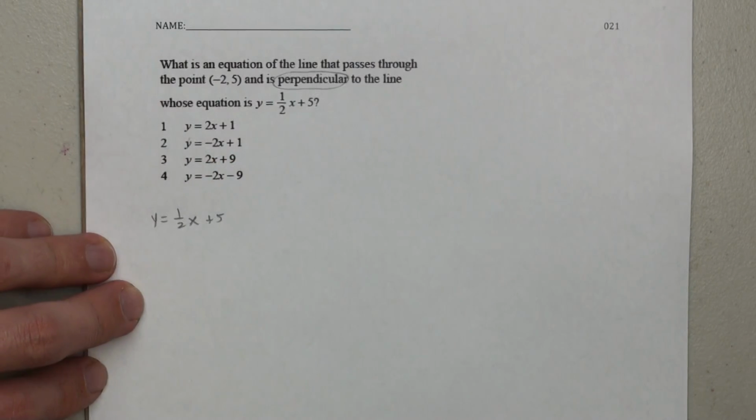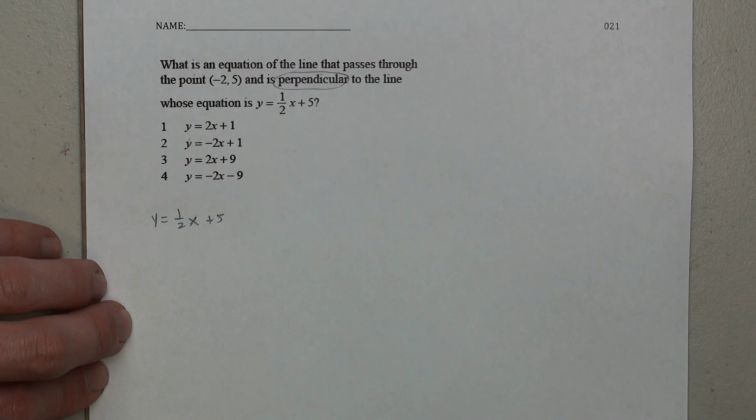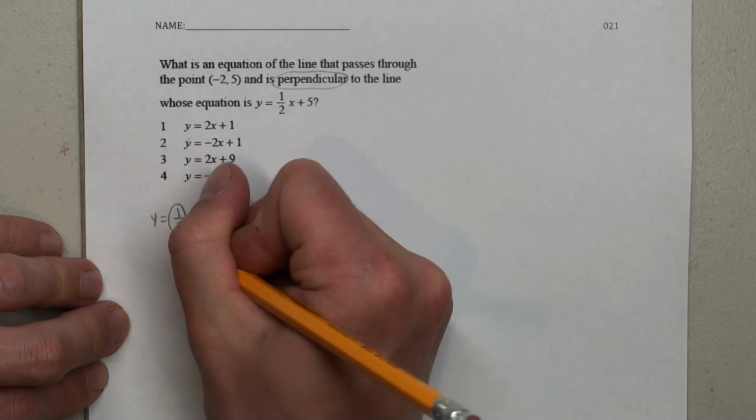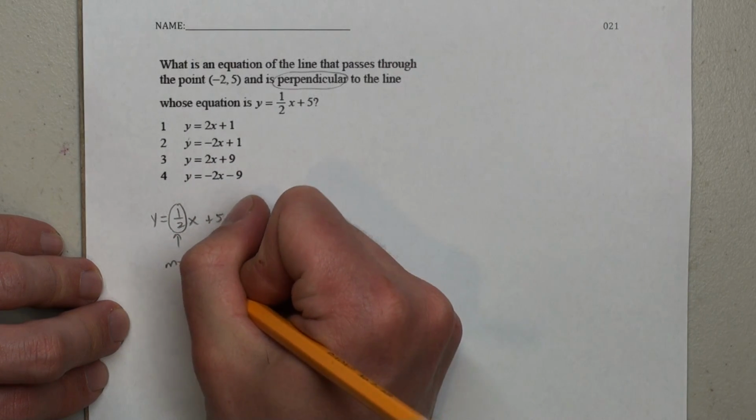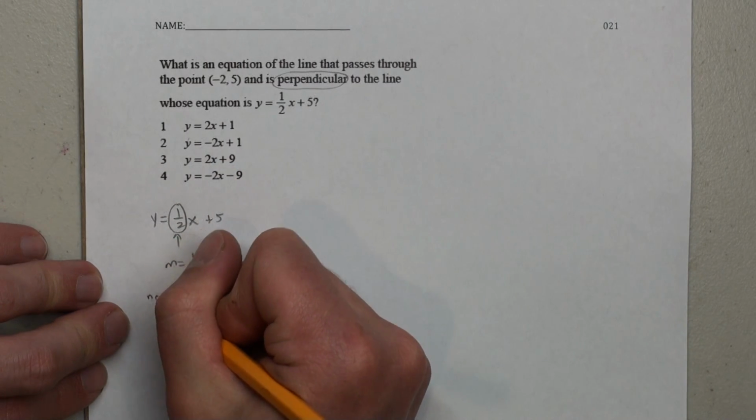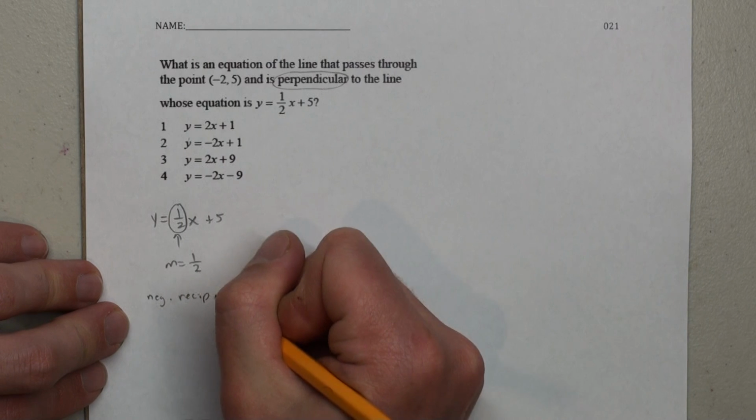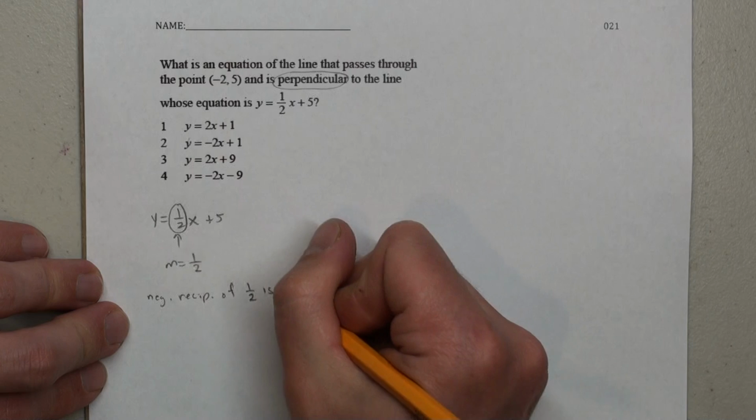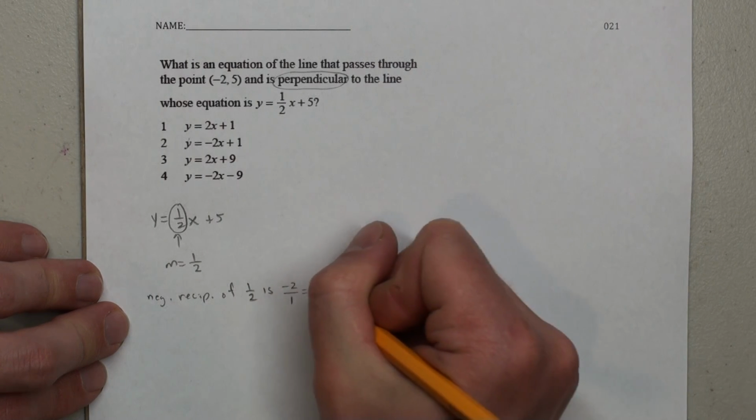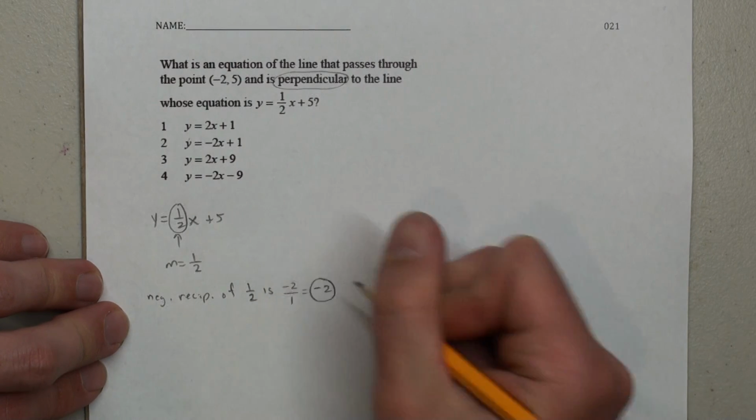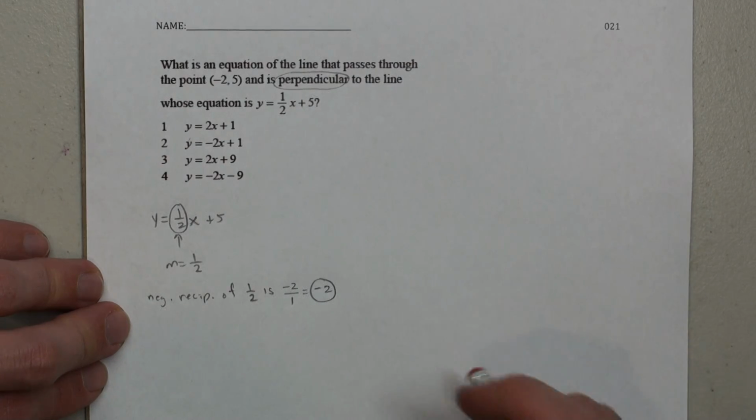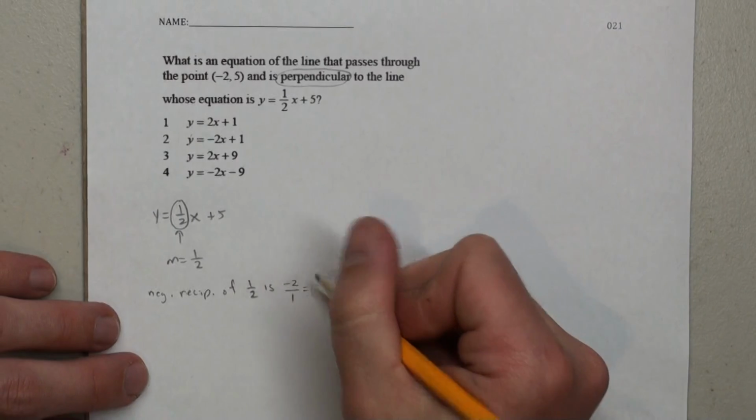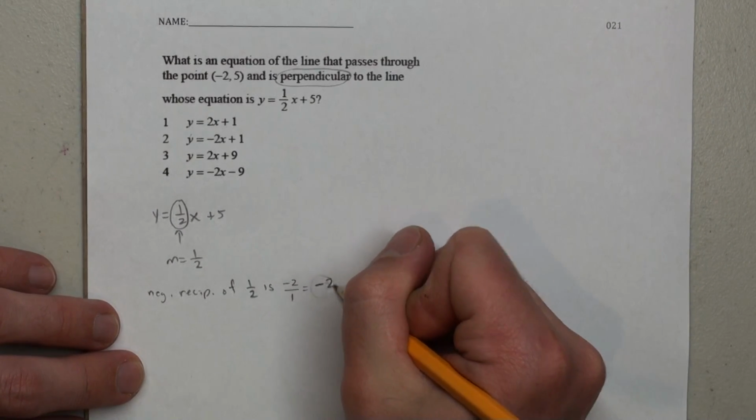And if the two lines are perpendicular, that means they have to have slopes that are negative reciprocals. So the slope of our given line is 1/2. And the negative reciprocal of 1/2 is -2/1, which equals -2. So that's one piece of information, right? As a matter of fact, let's box that off since that's one of our most important pieces of information.